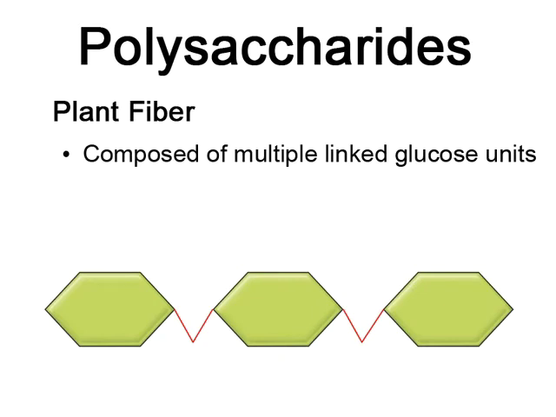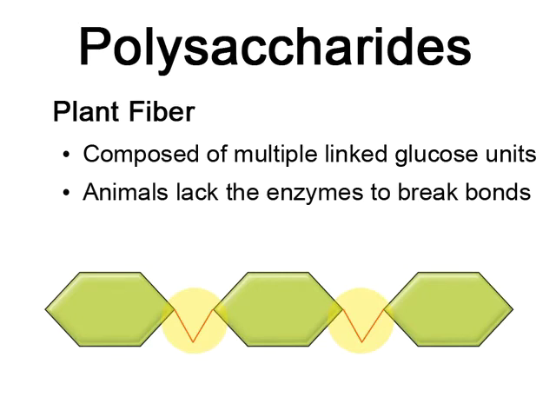The final complex carbohydrate we will discuss here is plant fiber. Plant fiber is composed of glucose molecules linked together, just like starch and just like glycogen. But the glucose molecules are attached by bonds that cannot be broken down by human or animal enzymes. Because of this, we cannot digest plant fiber, which means we cannot absorb the glucose molecules into our bloodstream. Instead, they pass through our digestive tract, doing some fascinating things to improve our health.